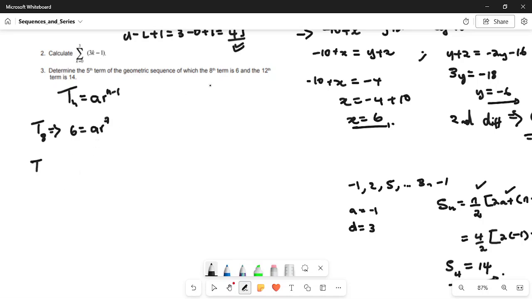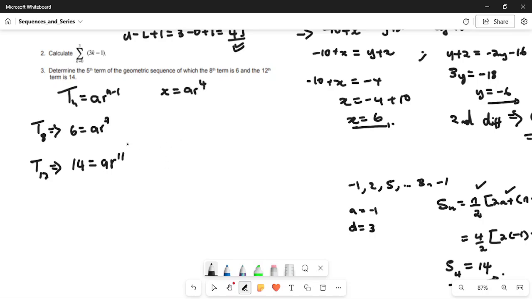And for the 12th term, which tells me n is equal to 12, we've got 14 is equal to a r to the power 12 minus 1. I'll get an 11. And what I need to find is the 5th term. I'll say that x is equal to a r to the power 4.